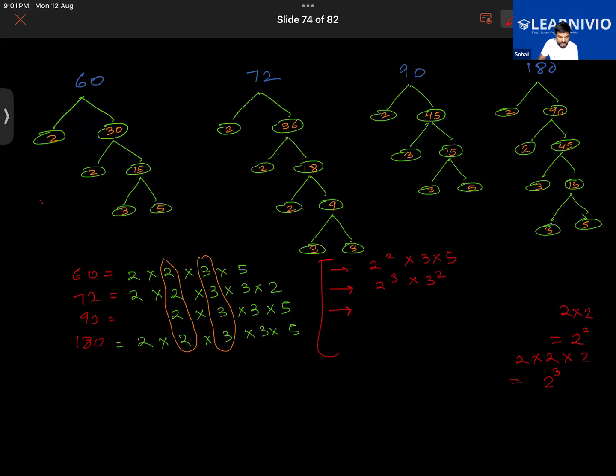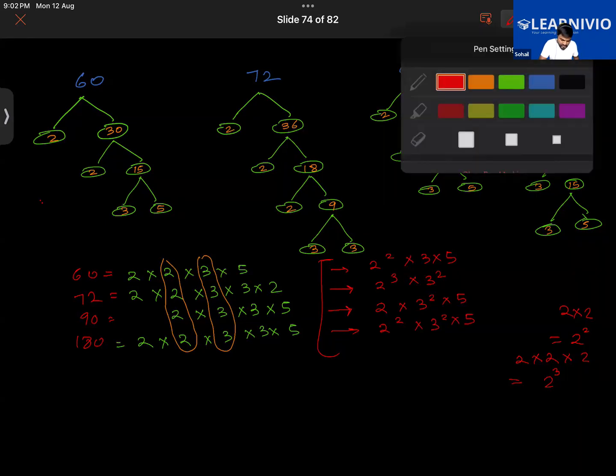Both of you know? Good. For 90, can I write it like this: 2 multiplied by 3 square multiplied by 5? 3 is multiplied over 2 times now. So in short, I have written it like this, okay? And for 180, can we write the number like this: 2 square multiplied by 3 square multiplied by 5. Getting it so far, everyone?